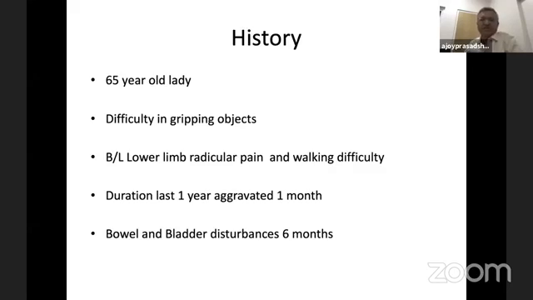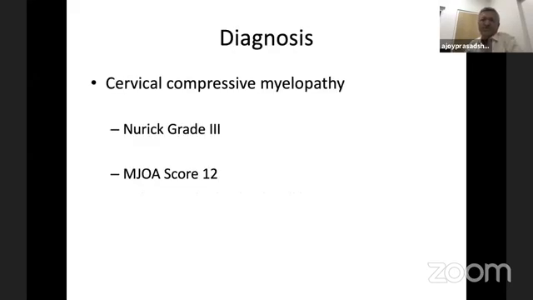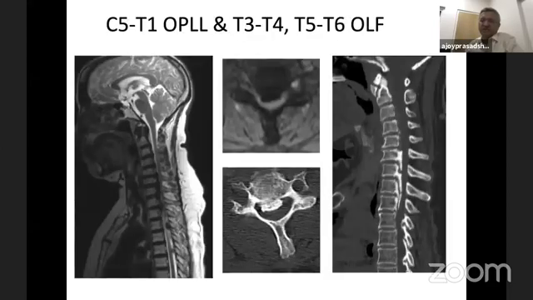I'll show you one more example of a 65-year-old lady who presented to us with cervical myelopathy and significant neurological dysfunction. As you can see, there is an extensive OPLL extending from C5 to T1. Unfortunately, she also had an OLF, which was extending mainly at the T3-4 level. Even at the C3 level, there is an ossification that is bound to happen. Therefore, we planned to extend our laminectomy from C3 down towards the T5-6 level.